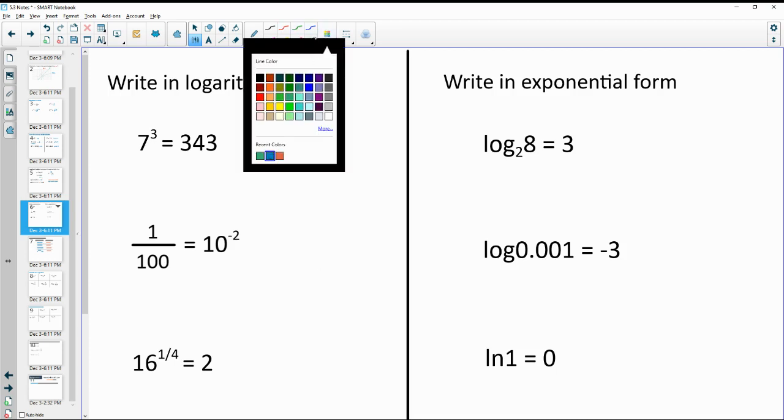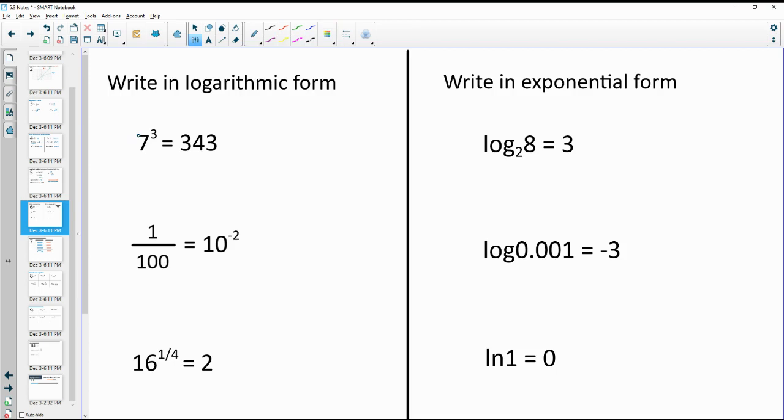So we see in this first example that we have 7 to the third power equals 343. So that means that we're going to have a log base 7, okay, of the output. So log base 7 of 343 is equal to that exponent of 3.